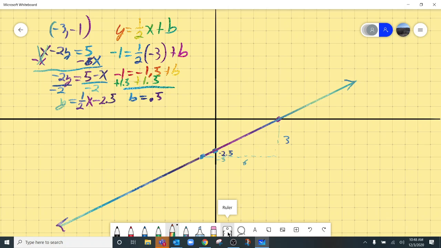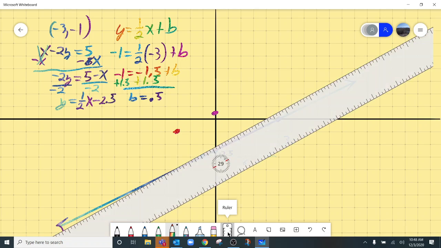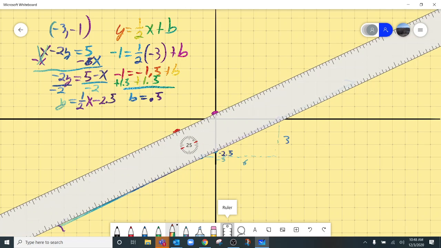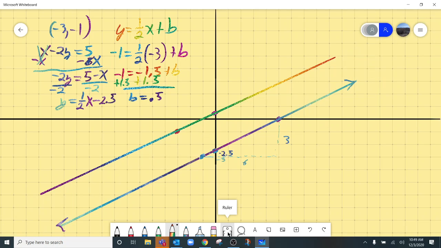That's positive 1/2. So for this one, we have the same slope, but our intercept is right here. And we have another point at -3, -1. So if I take my ruler and draw another straight line, they will be parallel. Okay, so parallel lines: same slope, different y-intercepts.